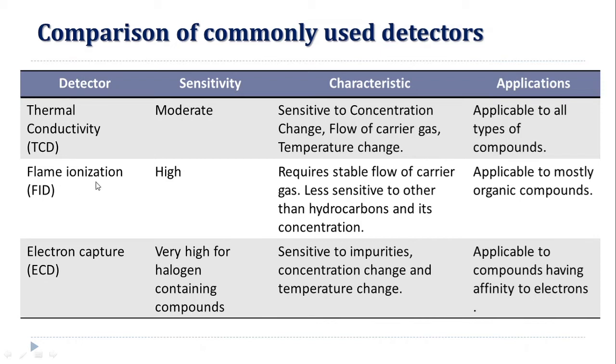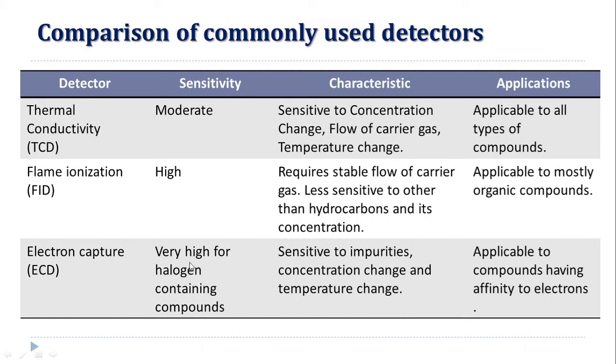While in the flame ionization detector, the sensitivity is very high, around 1000 times that of the thermal conductivity detector, but it requires a stable flow of carrier gas, and it is less sensitive to compounds other than hydrocarbons. It is applicable mostly to organic compounds, because organic compounds form ions that can be detected by the collector electrode.